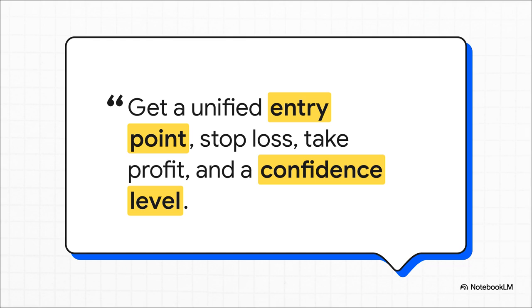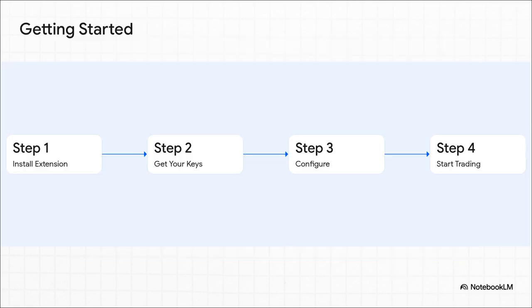1, a suggested entry point. 2, a stop loss to manage your risk. 3, a take profit target. And 4, a confidence level. Basically, a rating from 1 to 5 stars that tells you how much all those different strategies agree with each other. And getting started seems pretty straightforward.